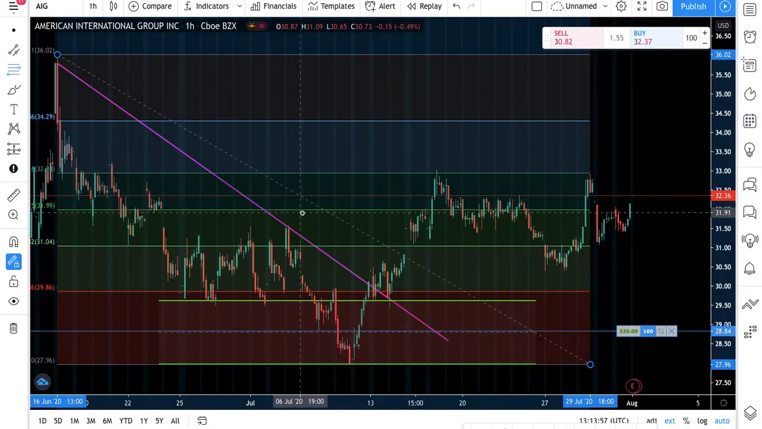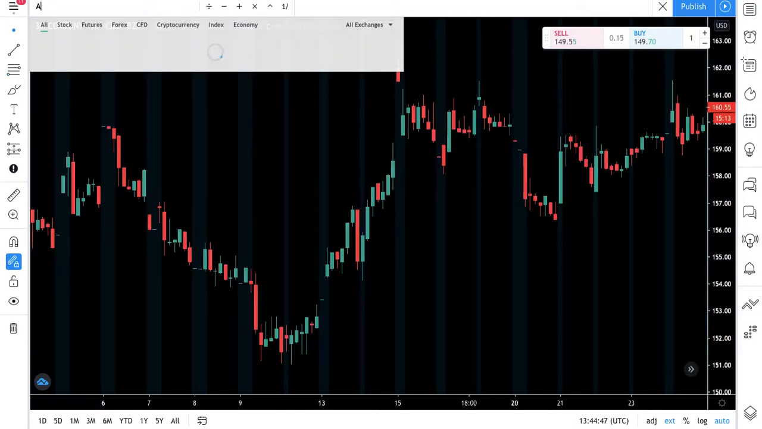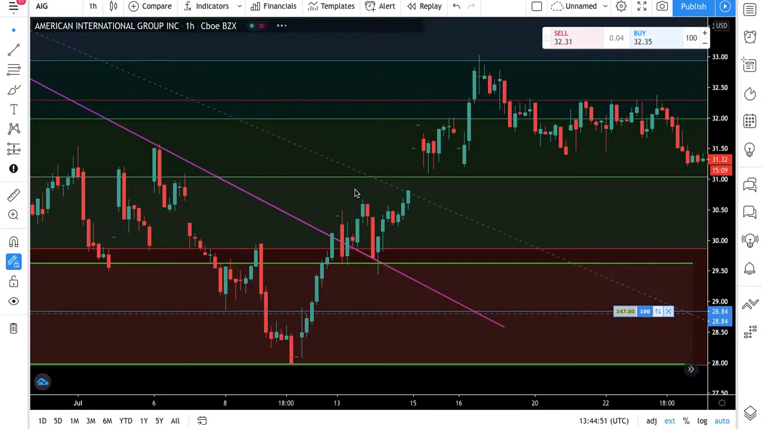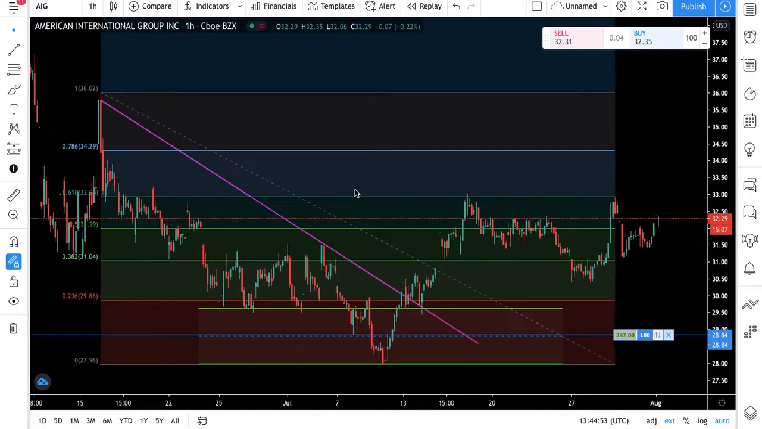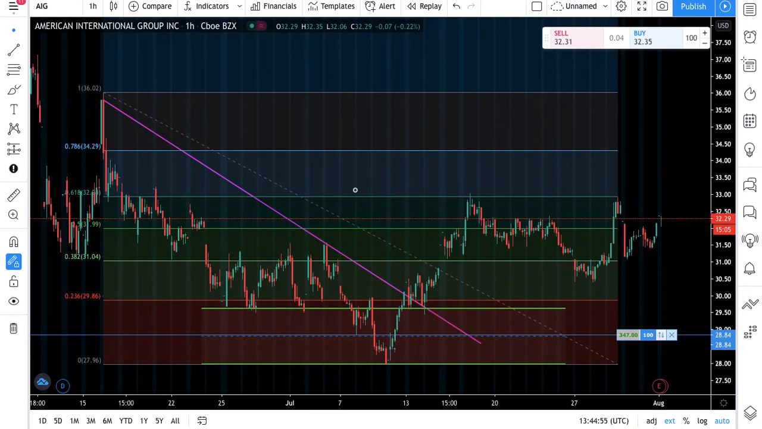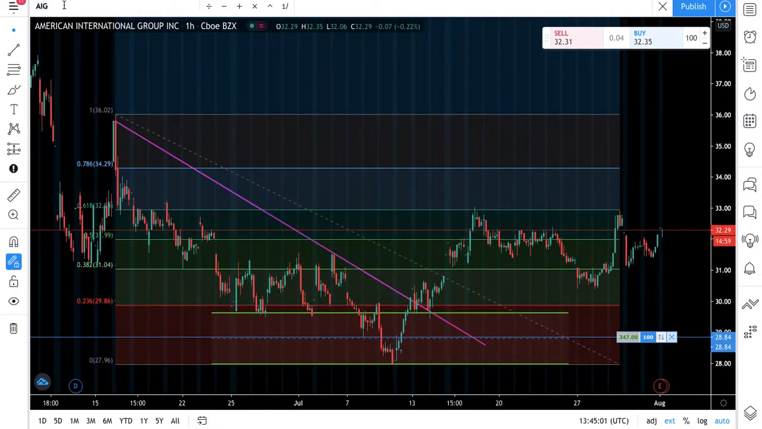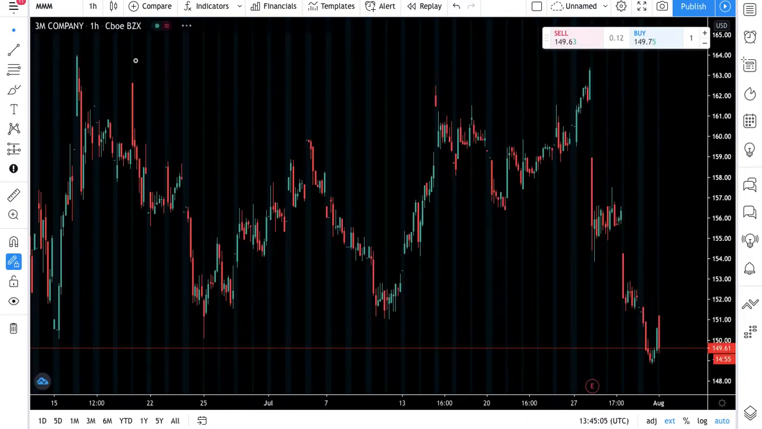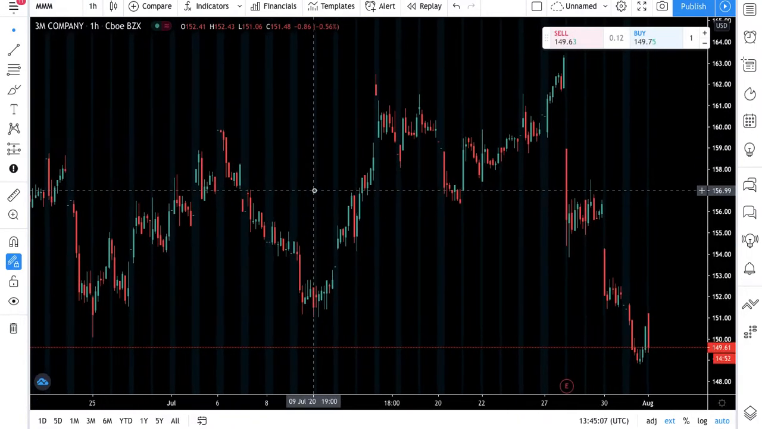So with that being said, let's take another example for greater understanding. So we will be looking at the 3M company on the 1 hour time frame as well.